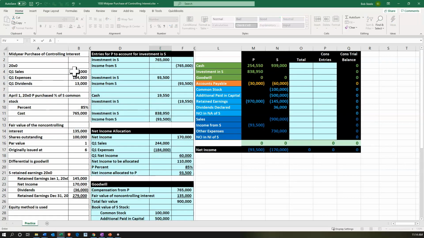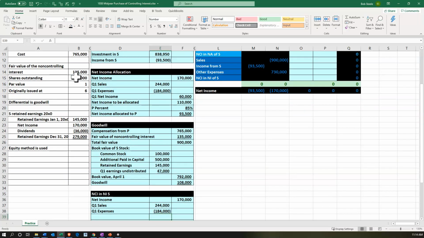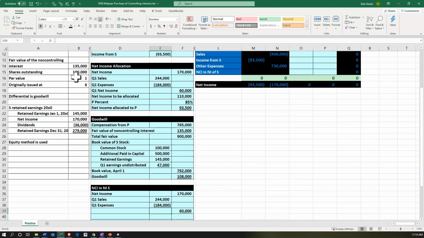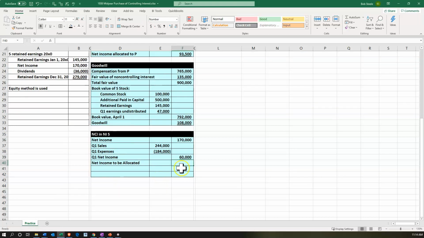Let's make the expenses the negative of, once again, of course, our 60,000 Q1 net income. I'll just call it Q1 net income. All right. And then we've got the net income to be allocated, is what I want to call it. So we have the 170,000 minus the 60,000, giving us the 110.